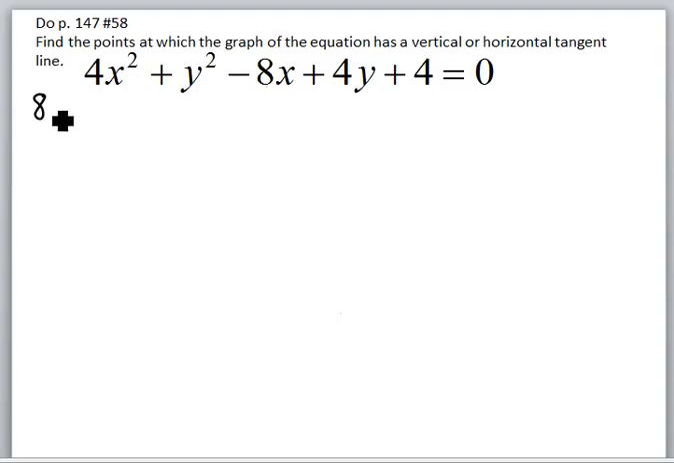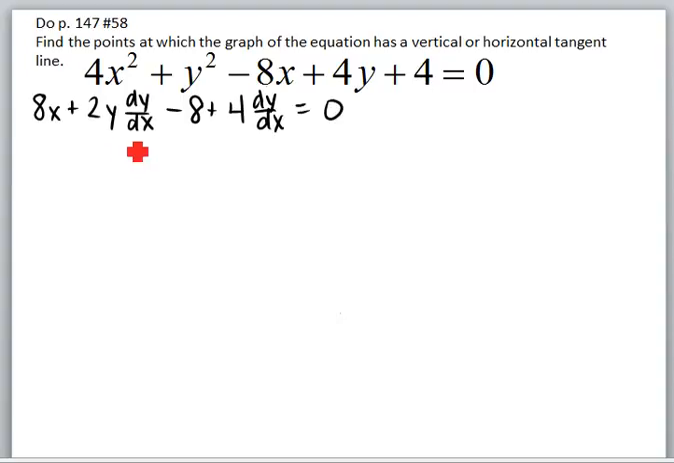We have 8x plus 2y dy over dx minus 8 plus 4 dy over dx. This derivative is 0 and this equals 0. Collect our dy over dx's on one side. And I'm going through this rather quickly because we have been doing implicit differentiation for 2 days now, and should be getting good at this.